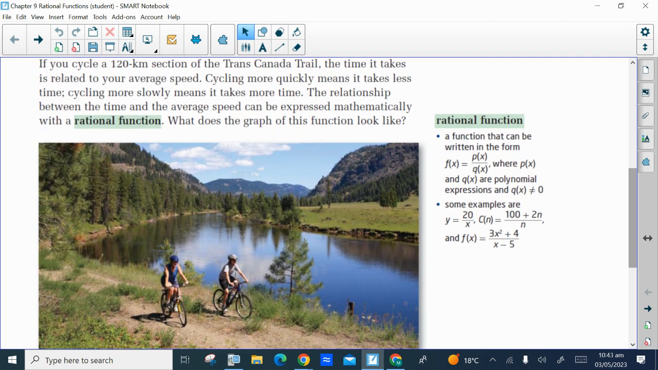So again, a rational function is written in the form f(x) = p(x) over q(x), where p(x) and q(x) are polynomial expressions and the denominator q(x) cannot equal 0. So some examples would be y equals 20 over x, or c(n) equals 100 plus 2n all over n, or f(x) equals 3x squared plus 4 over x minus 5. So there just has to be a variable somewhere. Both the top and the bottom do not have to be polynomials, but there has to be a variable somewhere.